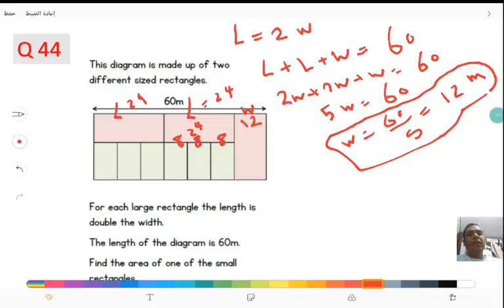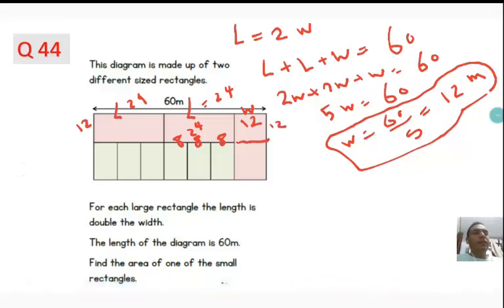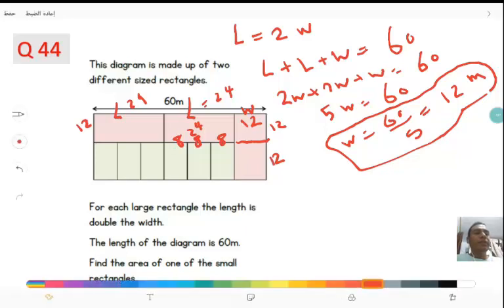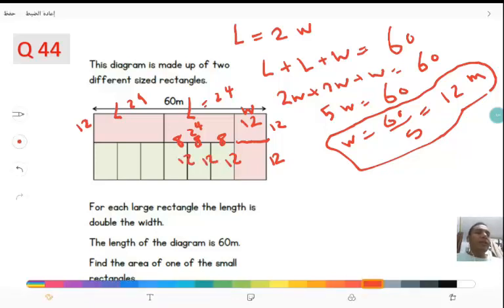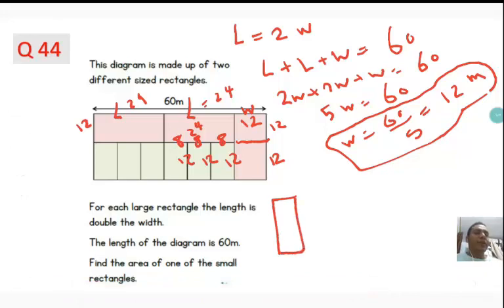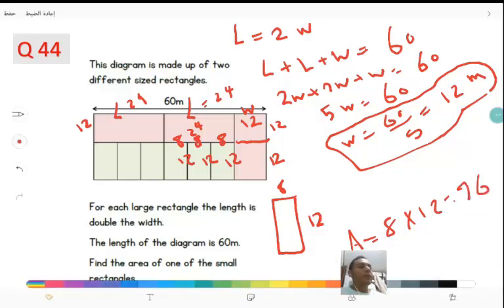And if we say this one is 12, that means it's half of the length. That means this one is 12 and this distance is 12, which is equal to the length of the small rectangle. That means the small rectangle is 12 and 8, so the area equals 8 times 12 equals 96 centimeter squared. 96 centimeter squared. That's it.